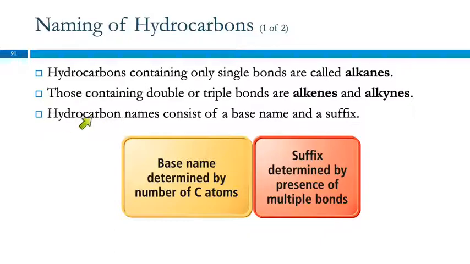The hydrocarbon's name is a base name. The base name is determined by the number of carbon atoms, and the suffix is determined by what kind of bonds there are. So double is alkenes and then triple is alkynes? Yeah.